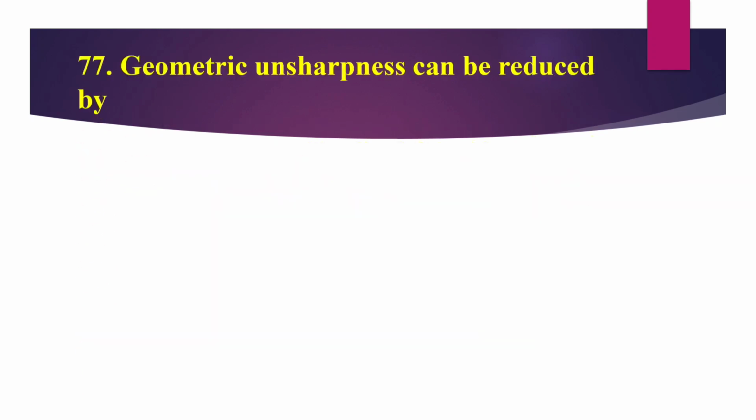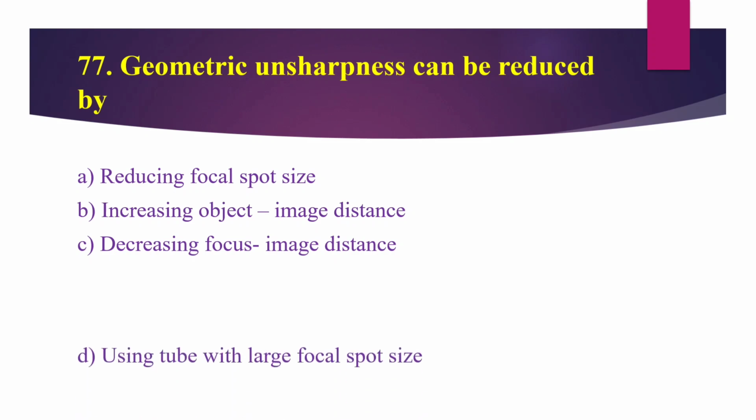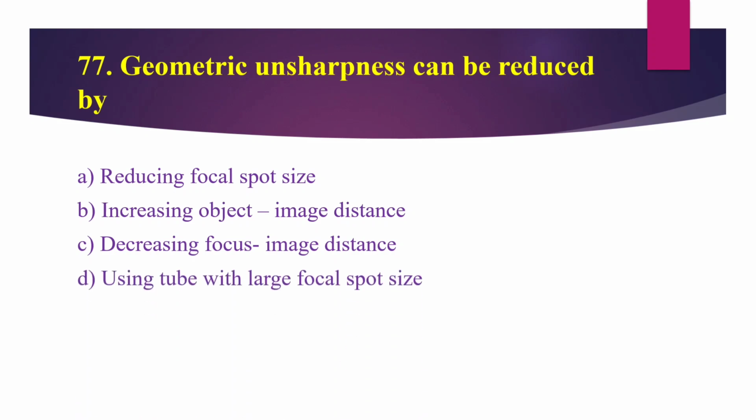Moving on to the next question, question number 77. Geometric unsharpness can be reduced by option A, reducing focal spot size, option B, increasing object image distance, option C, decreasing focus image distance, and option D, using tubes with large focal spot size. The answer is option A, reducing the focal spot size. So the geometric unsharpness can be reduced by reducing the focal spot size.